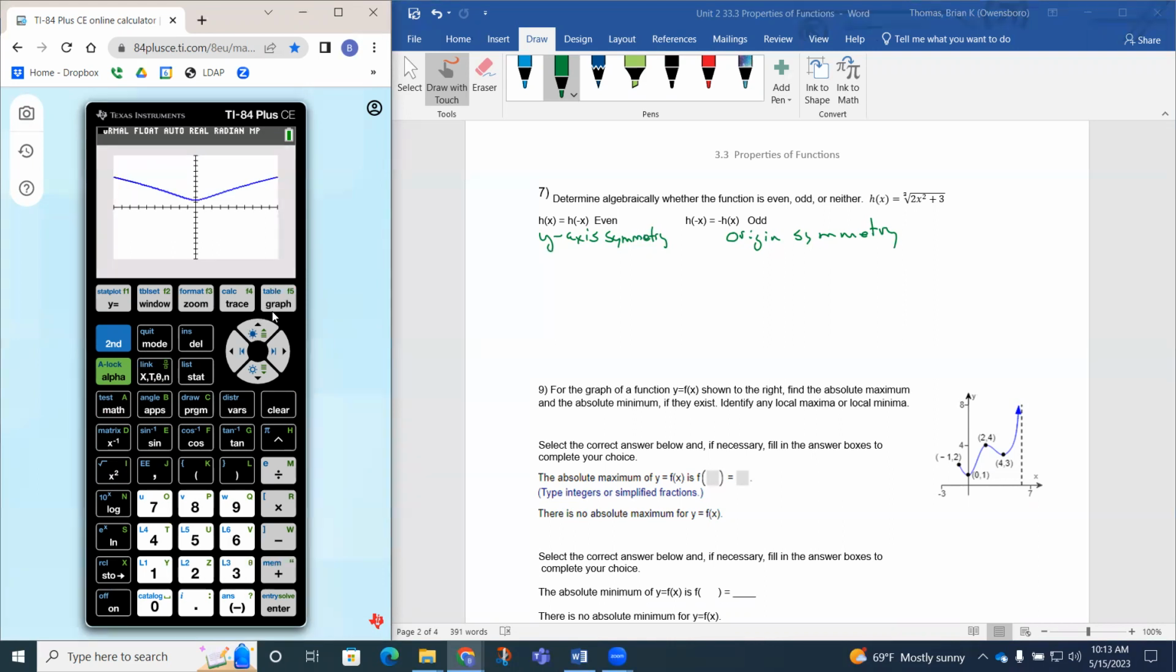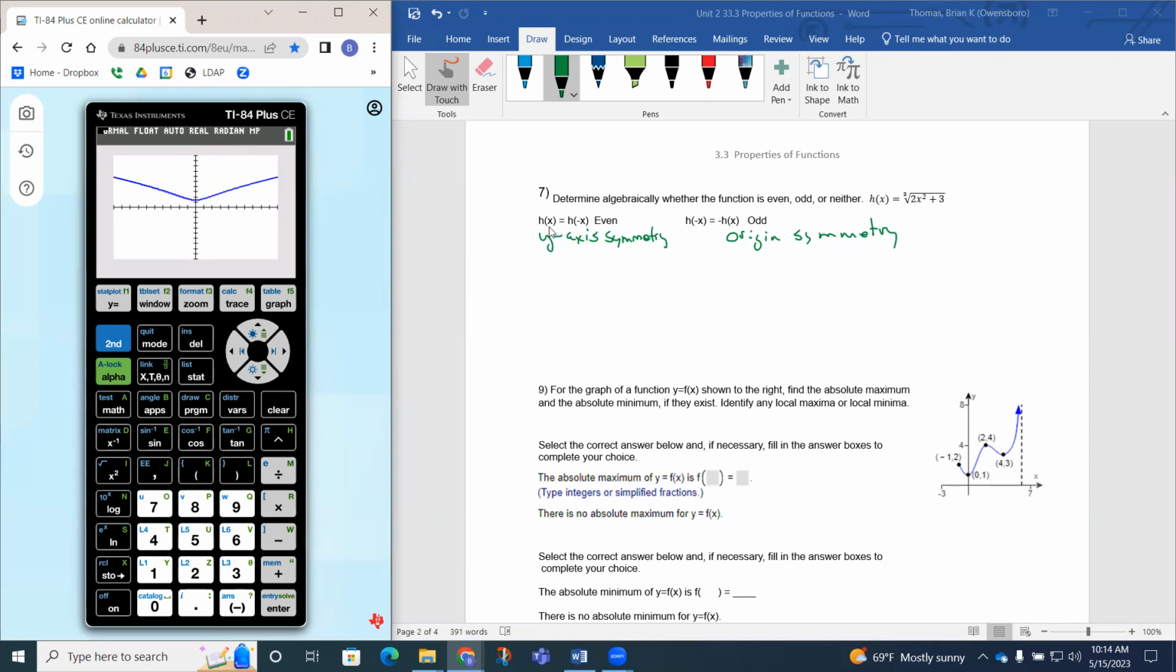Again, if I graph it, notice it does have y-axis symmetry. It is mirrored across the y-axis. So the y-axis kind of divides the graph in half, and you see each mirror-like graph going in the other direction. So just by looking at it from a graphing perspective, I would have to say it's even.